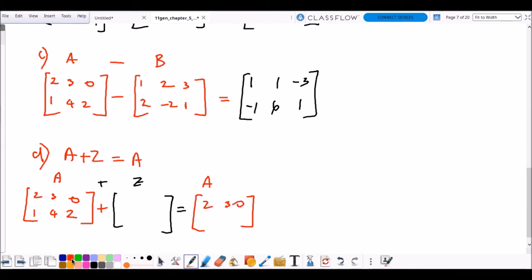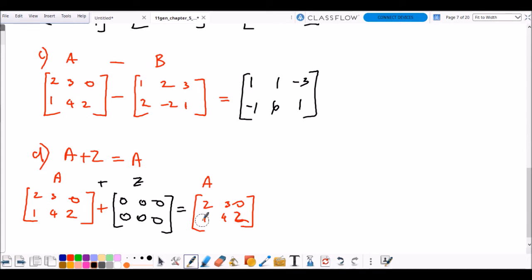2, 3, 0, 1, 4, 2. And as Joseph said, it's just going to be all zeros. And that's it. Okay? So matrix Z must be the all 0 matrix. So what's D?